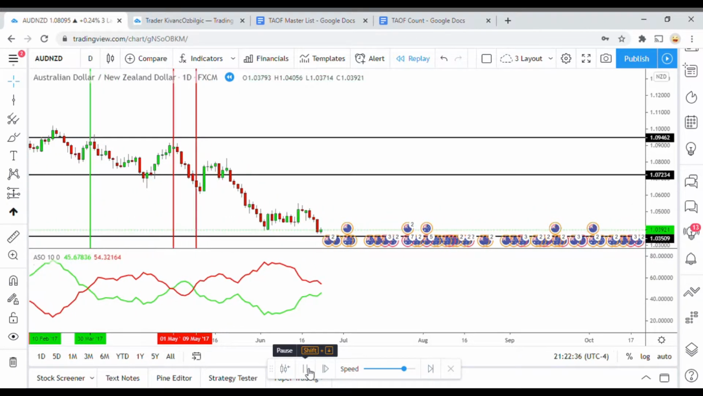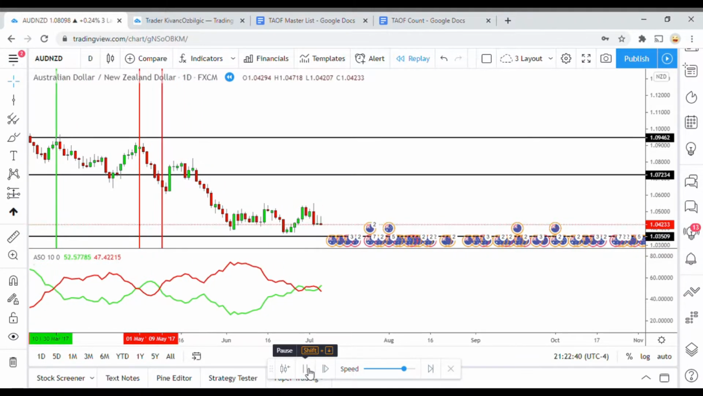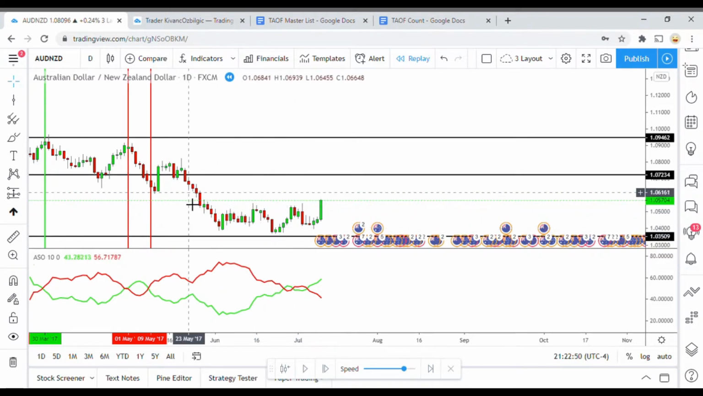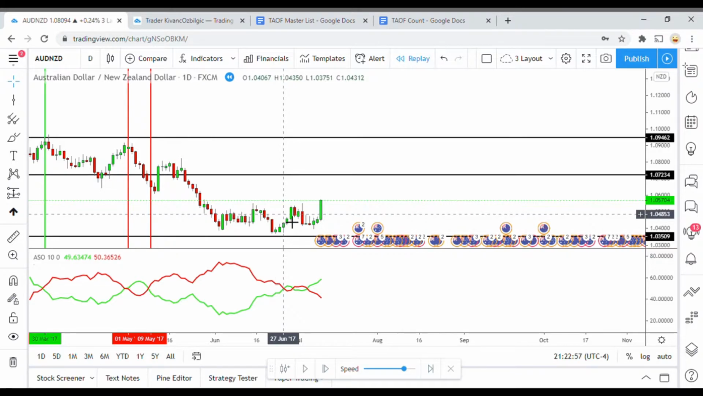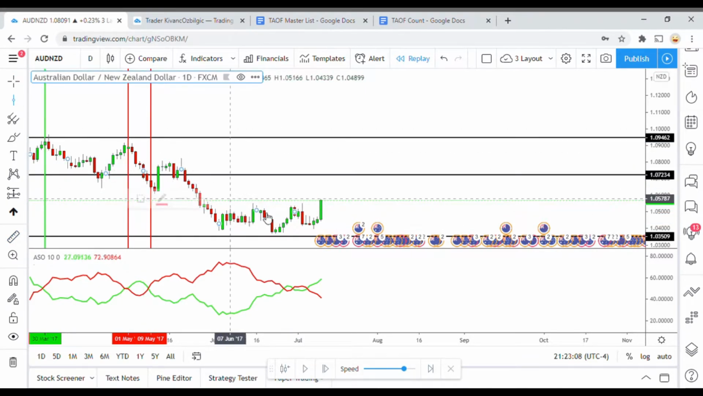And so let's see what it does here. Yeah, see, so often when it hits areas like this, it'll sit and just kind of chop along. Not really certain where it wants to go. You have a tug of war of buyers and sellers battling back and forth, trying to figure out who's going to move it in what direction.